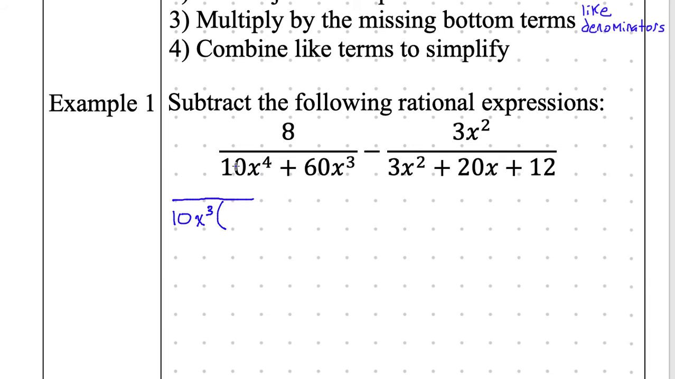When I do that, 10 divided by 10 is 1. So leave it, and x to the power of 4 divided by x to the power of 3, I subtract 4 minus 3 is 1. So it's just x. Copy down the sign, it's a plus, and then 60 divided by 10 is 6. And then x to the power of 3 divided by x to the power of 3, they cancel out, so there it is. There's the factored bottom, and the top here stays 8.